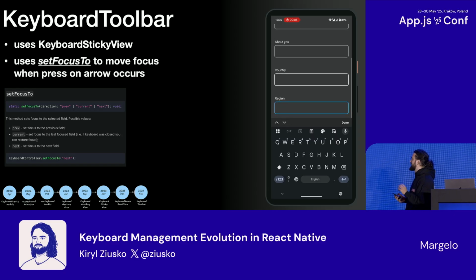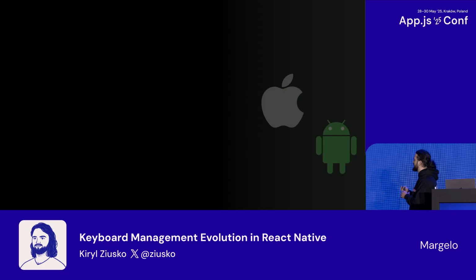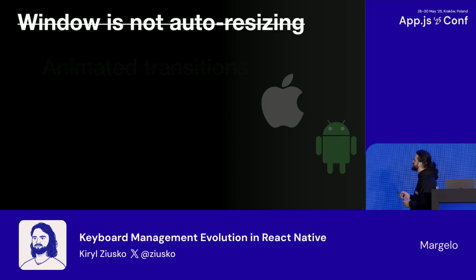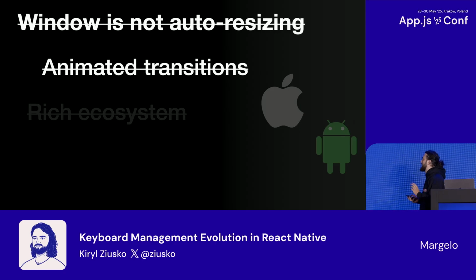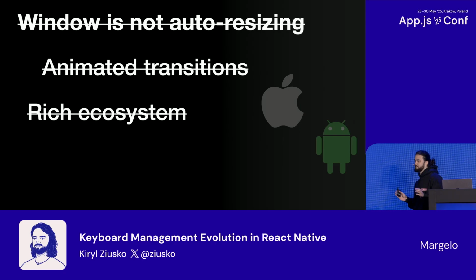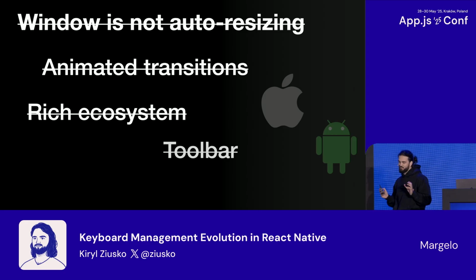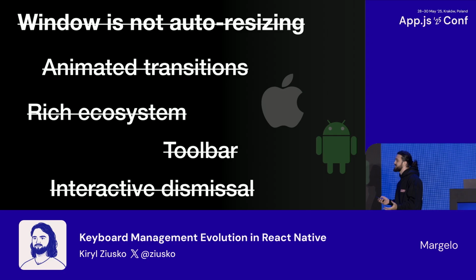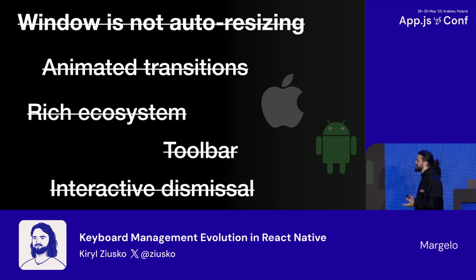And if we get back for a second to the comparison, now we can see that Android and iOS achieve the same parity. Window is not automatically resized on Android. We also have animated transitions thanks to the useKeyboardAnimation hook. Rich ecosystem, well, Android doesn't have it, but it doesn't have to, because we can re-implement components such as the toolbar ourselves, and we also have interactive keyboard dismissal.